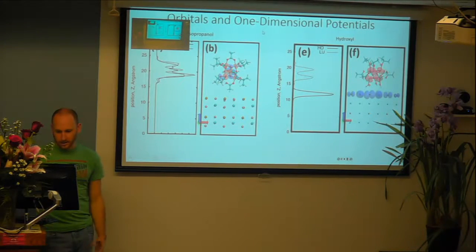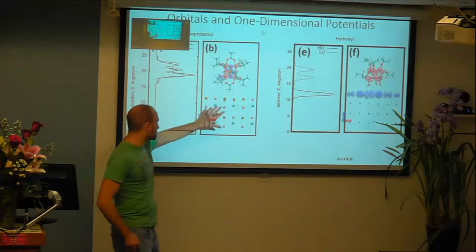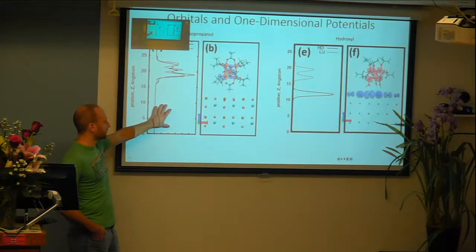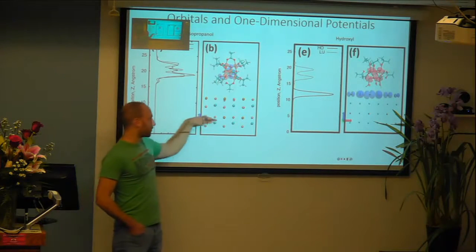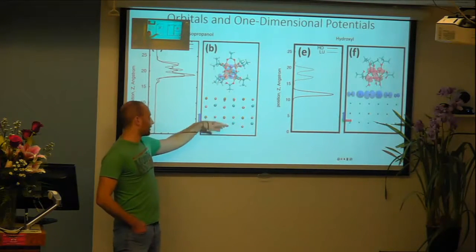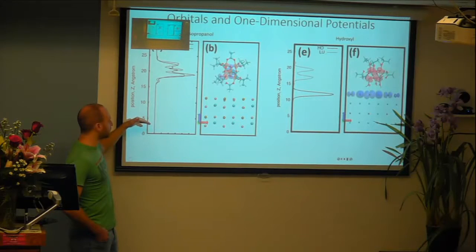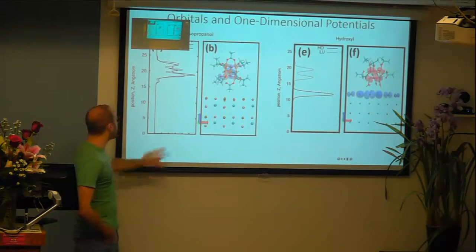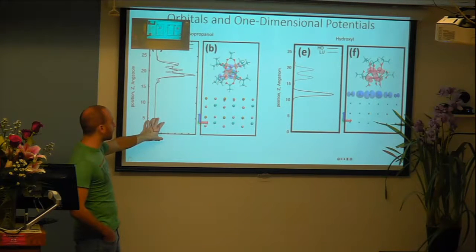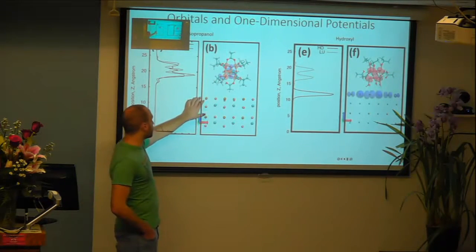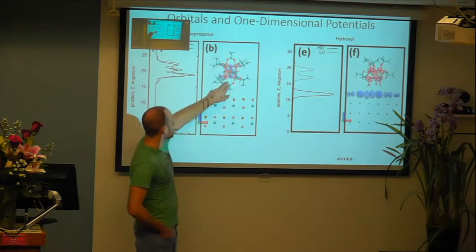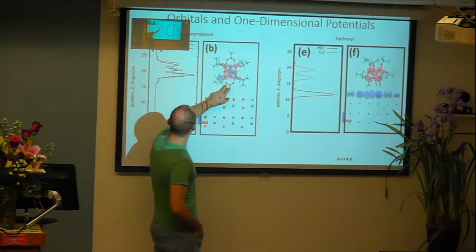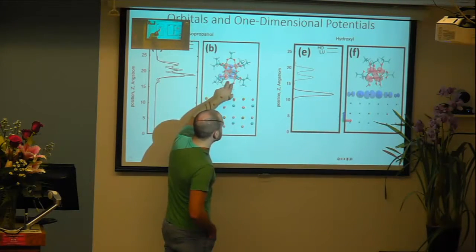So these are just some plots of orbitals, and then these are one-dimensional potentials that are obtained by integrating over the X and Y dimensions just to yield essentially a one-dimensional probability of finding an electron in some region. So in the isopropanol case, you can see that, I guess you can't really see that. So these are the, I can't remember which is which. I think it's the same between them.